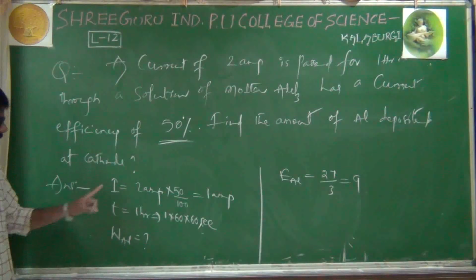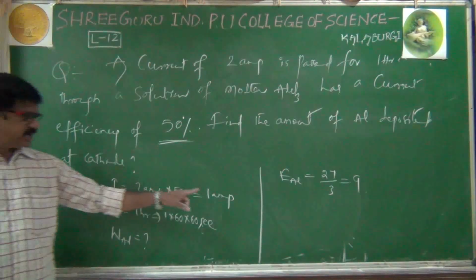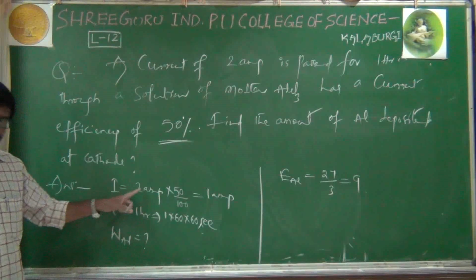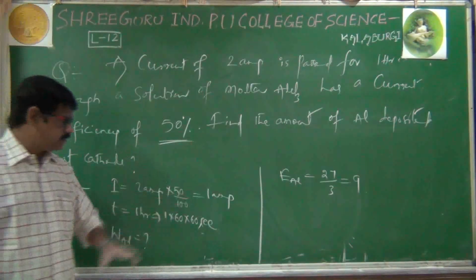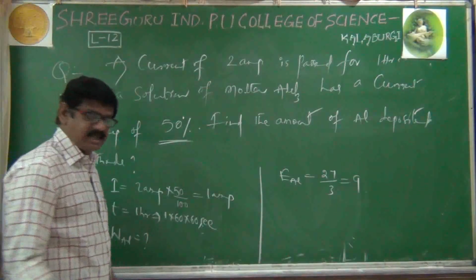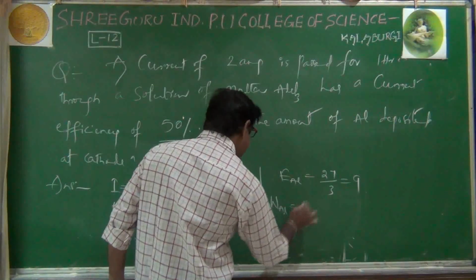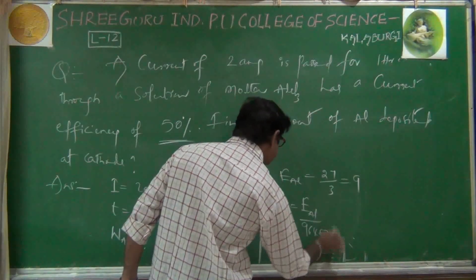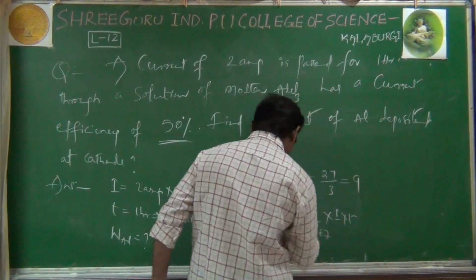Remember, for the current I value, don't use 2 amperes. We have to use just 1 ampere only. Why? Because it is not 100% efficiency, it is just 50% efficiency only. Therefore, I value is 1 ampere. Now we will take our regular Faraday's first law formula. W, mass of aluminium, is equal to equivalent mass of aluminium divided by 96,487 into I into T is the formula.